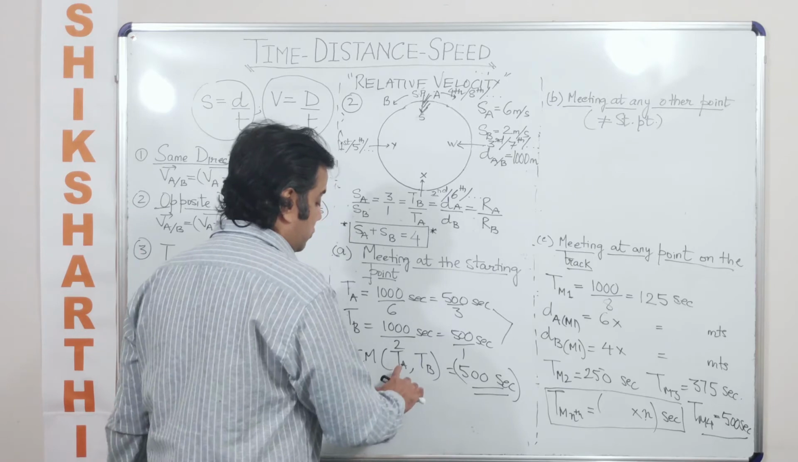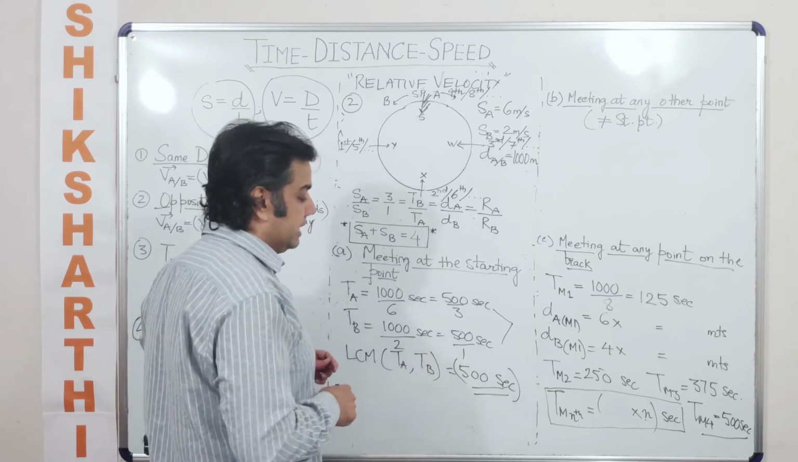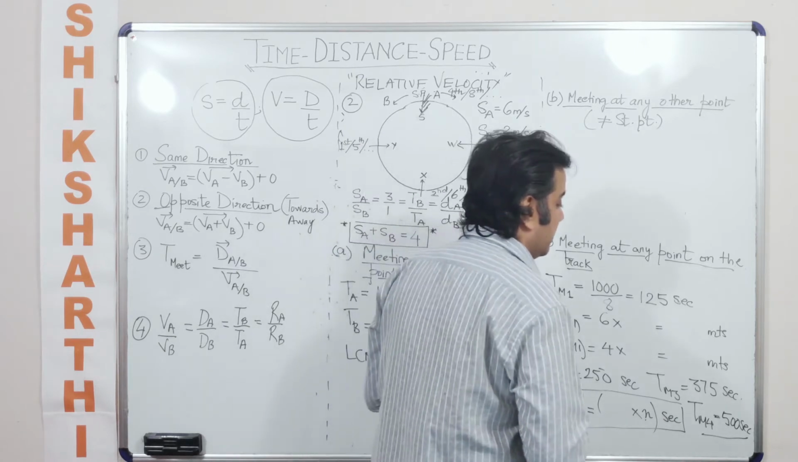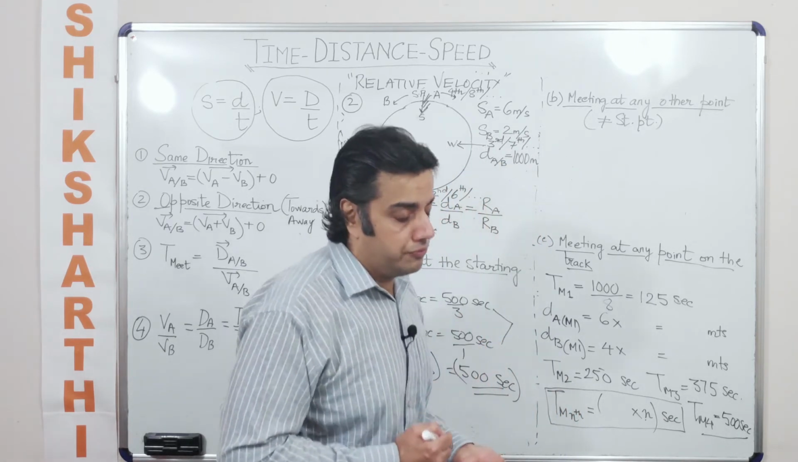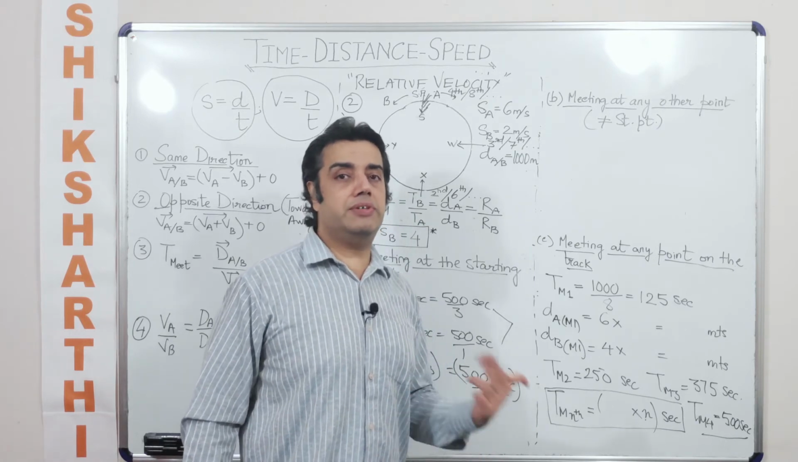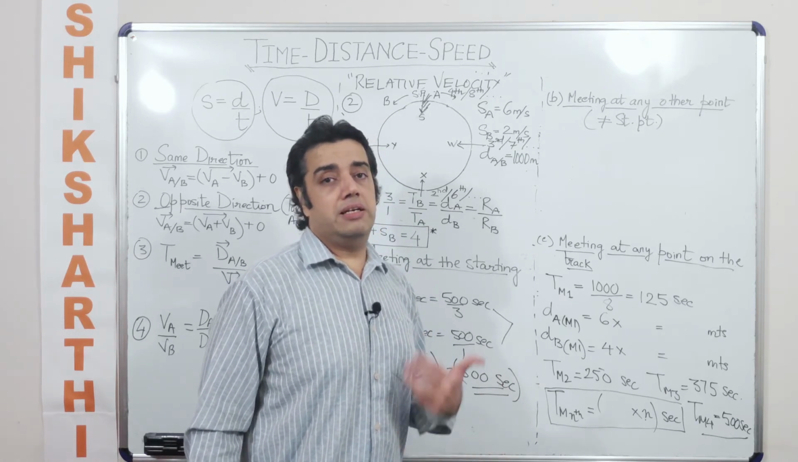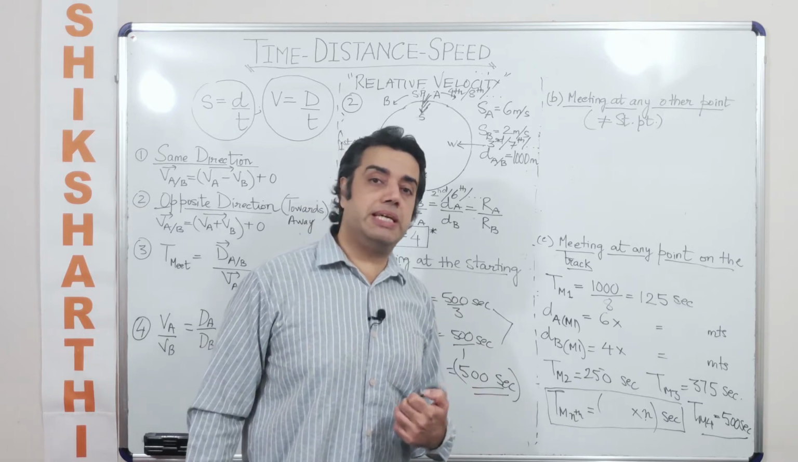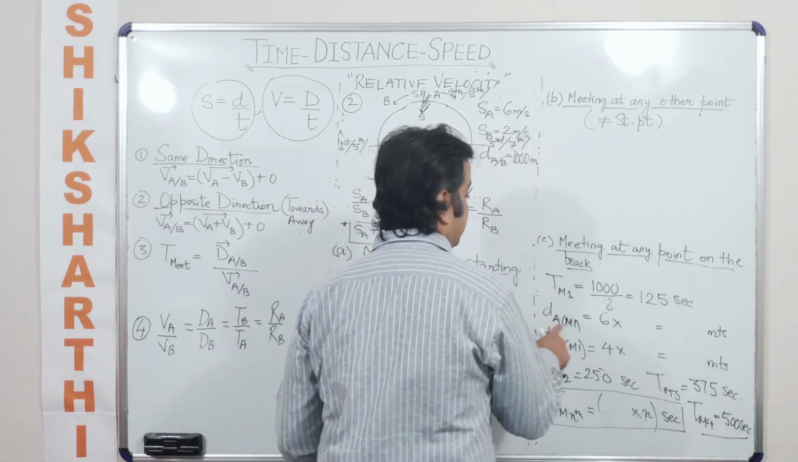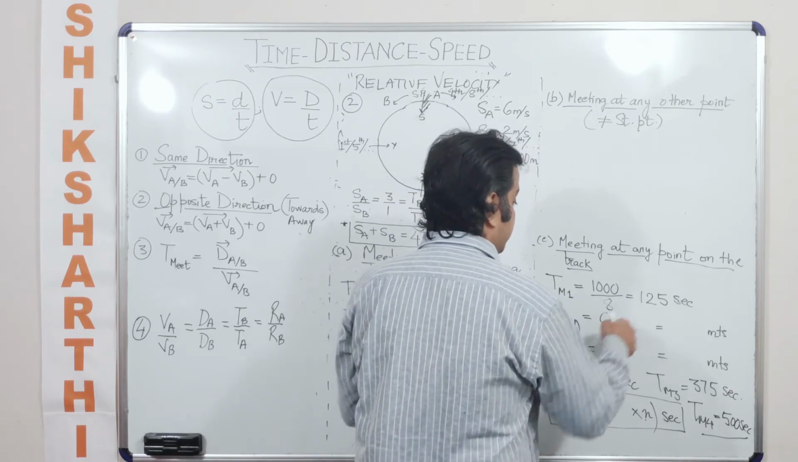That's correct. So after every 500 seconds, they'll be meeting at the starting point only, which is just like saying 500 seconds, 1000 seconds, 1500 seconds. Whenever somebody gives you that, it has to be understood that they'll be meeting at the starting point only. Okay.